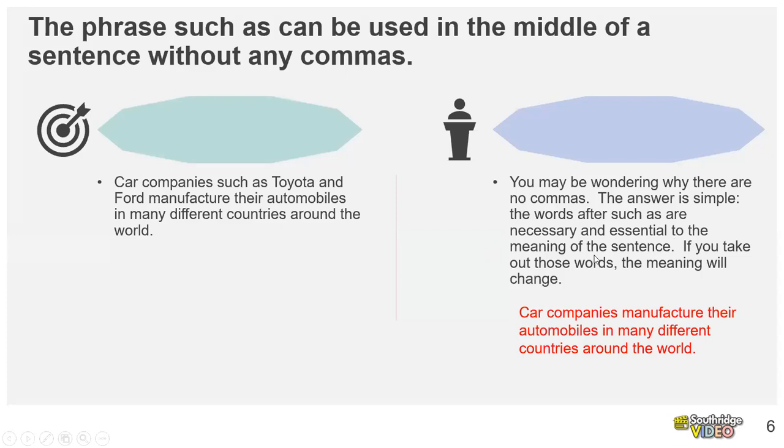If you take out those words, Toyota and Ford, the meaning will change. Maka artinya akan berubah. For example: car companies manufacture their automobiles in many different countries around the world. Do you think the meaning is similar or different? If I translate into Indonesian, number one: perusahaan-perusahaan mobil seperti Toyota dan Ford memproduksi mobil-mobil mereka itu di berbagai negara di seluruh dunia. And number two: perusahaan-perusahaan mobil memproduksi mobil-mobil mereka itu di banyak negara seluruh dunia.